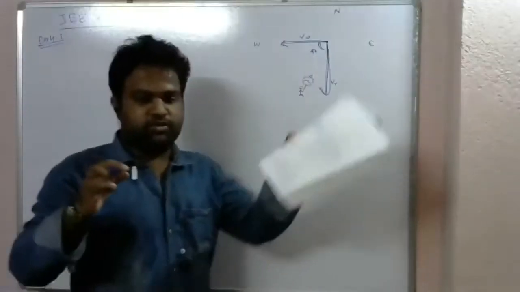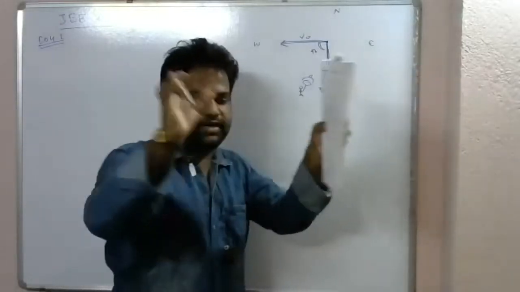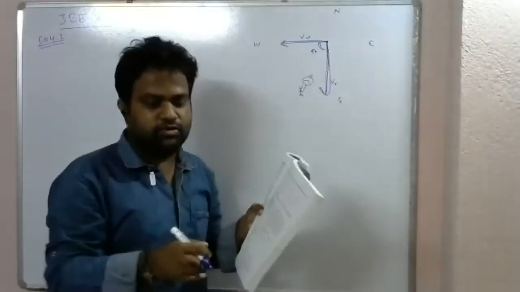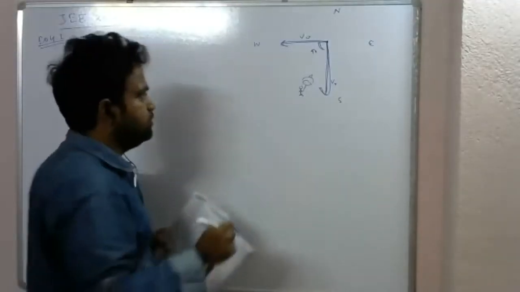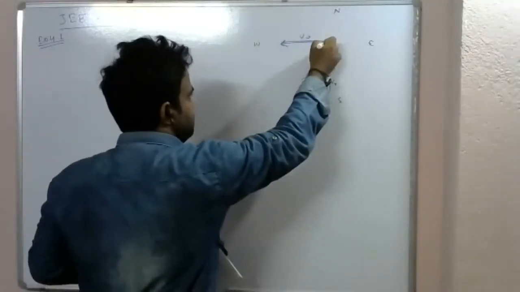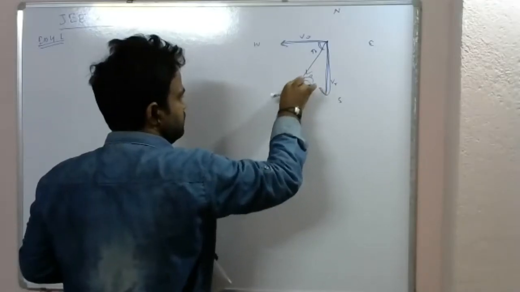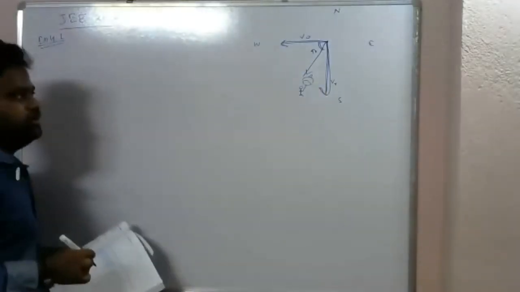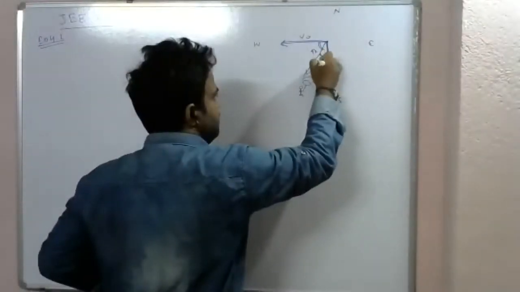Because the rain was falling down and the wind pushed it, the resultant of these two actions will be realized by the person standing on the ground. So what will be the resultant of these two vectors? Let's say this resultant is in this direction. Then the person will hold the umbrella in that direction, making an angle, let's say theta.